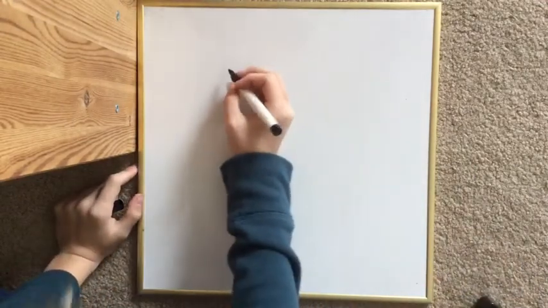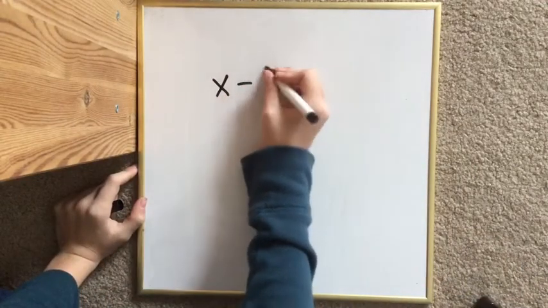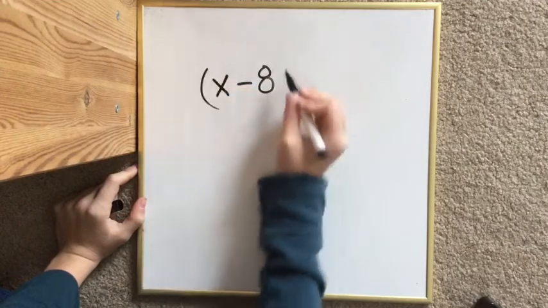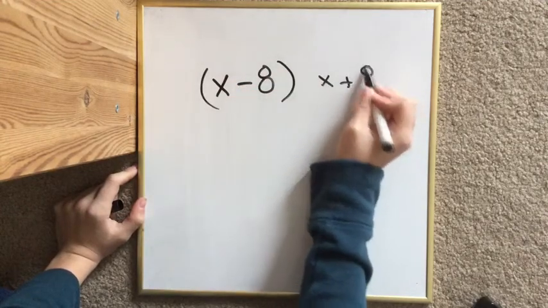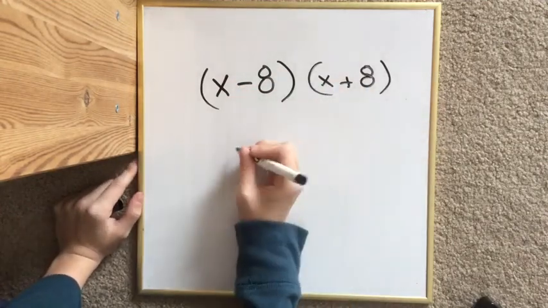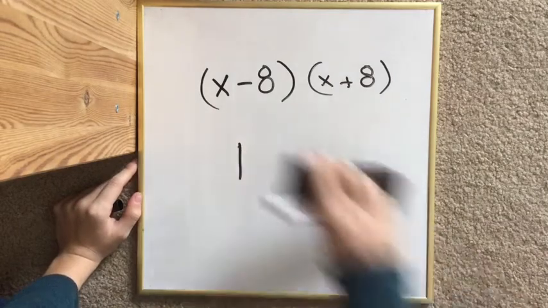Okay, so moving on. x minus 8 times x plus 8. Well, believe it or not, we do not need to FOIL them.